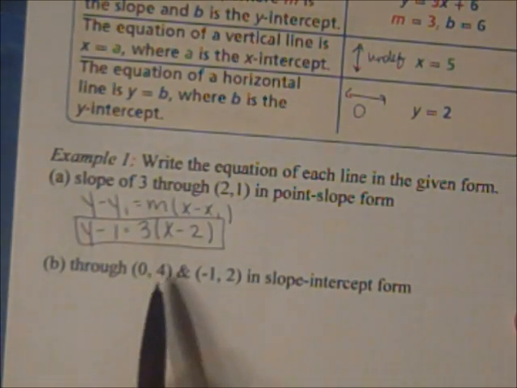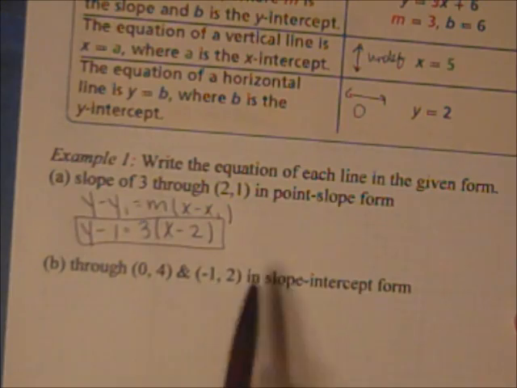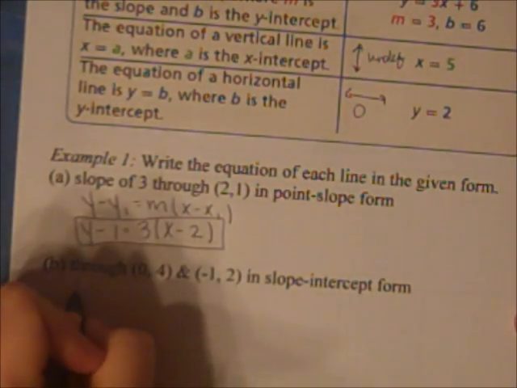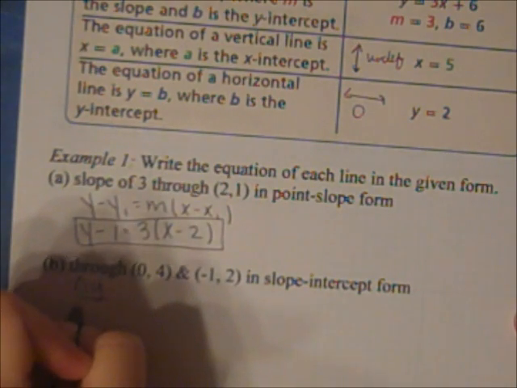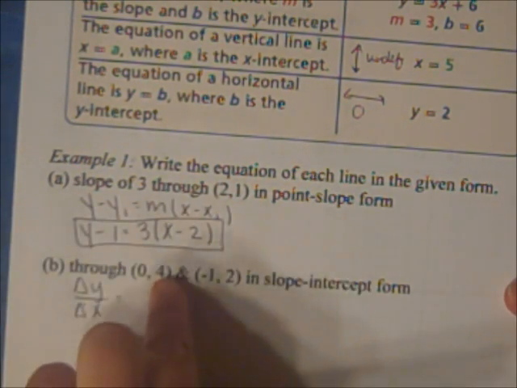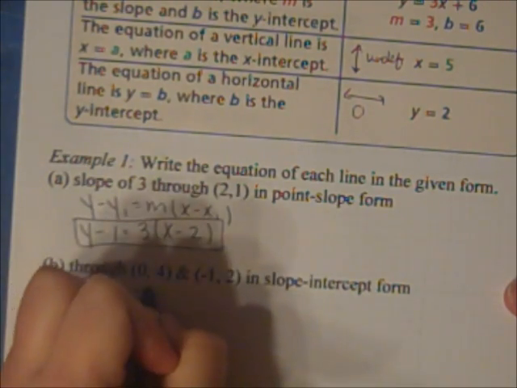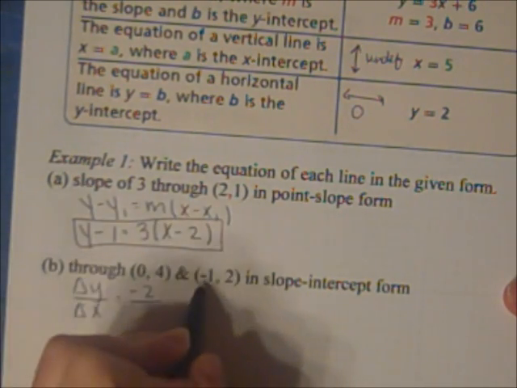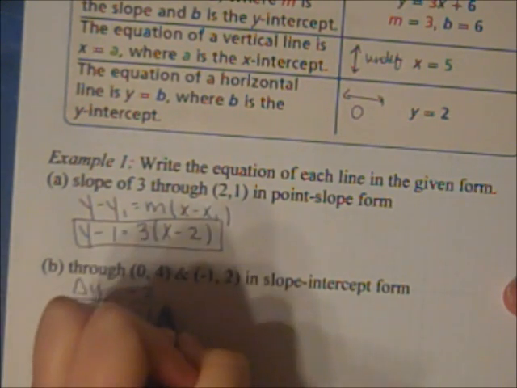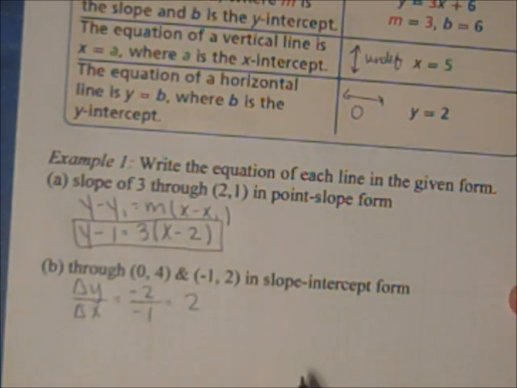Okay, through 0, 4 and negative 1, 2 in slope-intercept. So the first thing we need is the slope. So we're going to do what we did last time. We're going to do change in y over change in x to find the slope. So from 4 to 2, we went down 2. From 0 to negative 1, we went down 1. So that is a slope of 2.